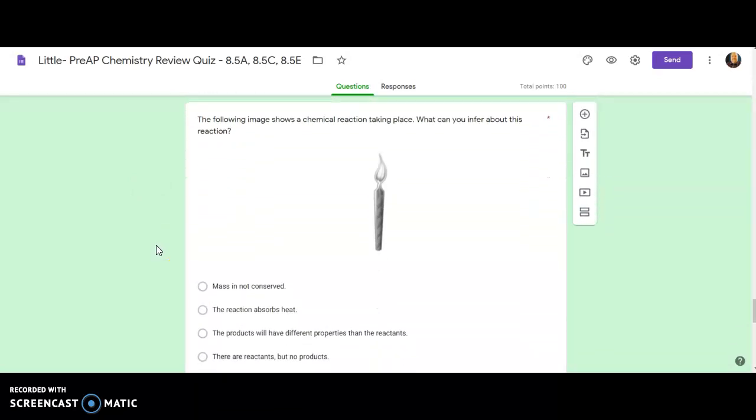Next question. The following image shows a chemical reaction taking place. What can you infer about this reaction? Mass is not conserved. The reaction absorbs heat. The products will have different properties than the reactants. Or there are reactants but no products. Remember what happens in a chemical reaction, kids.